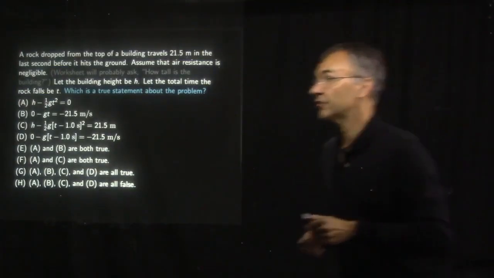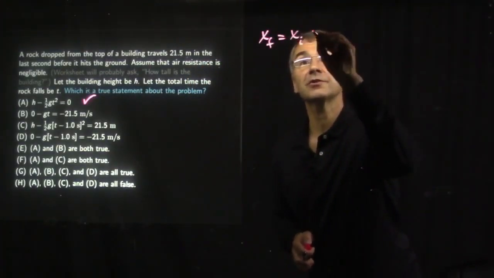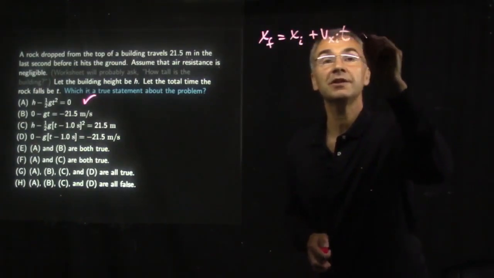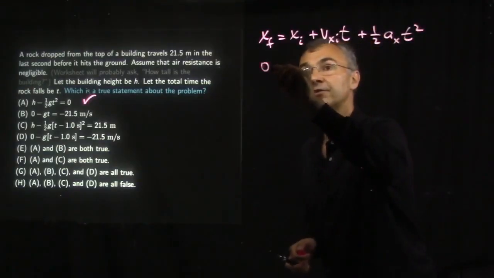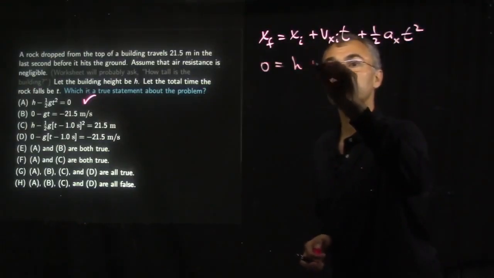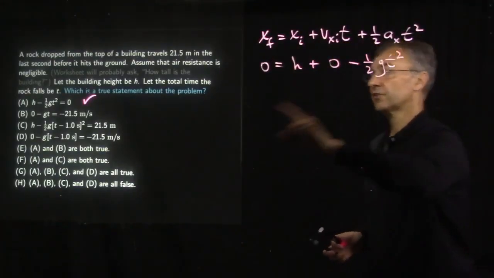So I think this is a true statement because you could say x final is x initial plus vx initial t plus 1/2 a sub x t squared. X final is 0, x initial is h, vx initial is 0, and a sub x is minus g. So this is the same as this statement.